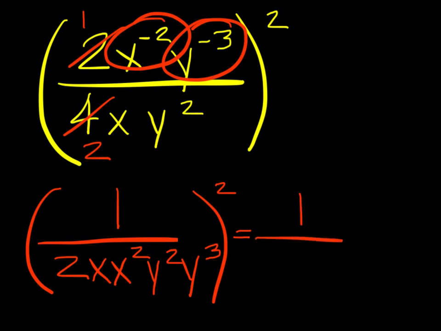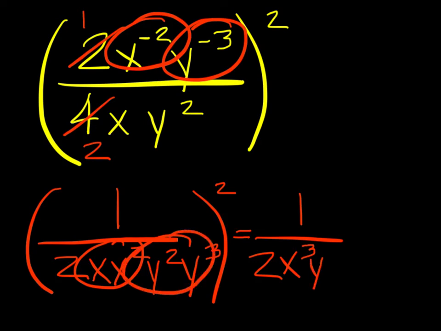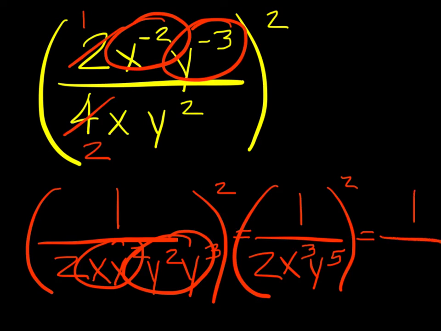So down here on the bottom, you have 2, and then this simplifies to x to the 3rd, and this is y to the 5th. And then to the square, when you square it, you still have 1 on top, but the bottom is 4x to the 6th, y to the 10th.